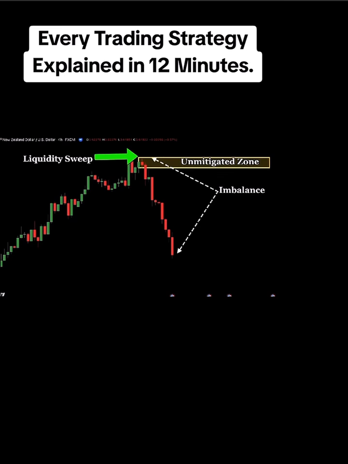Unmitigated zone. Valid only for the first price revisit. Mitigated blocks lose relevance. Break of structure, or change of character: the order block must cause a structure break or trend reversal signal. These characteristics help identify high-quality order blocks for better trading decisions.